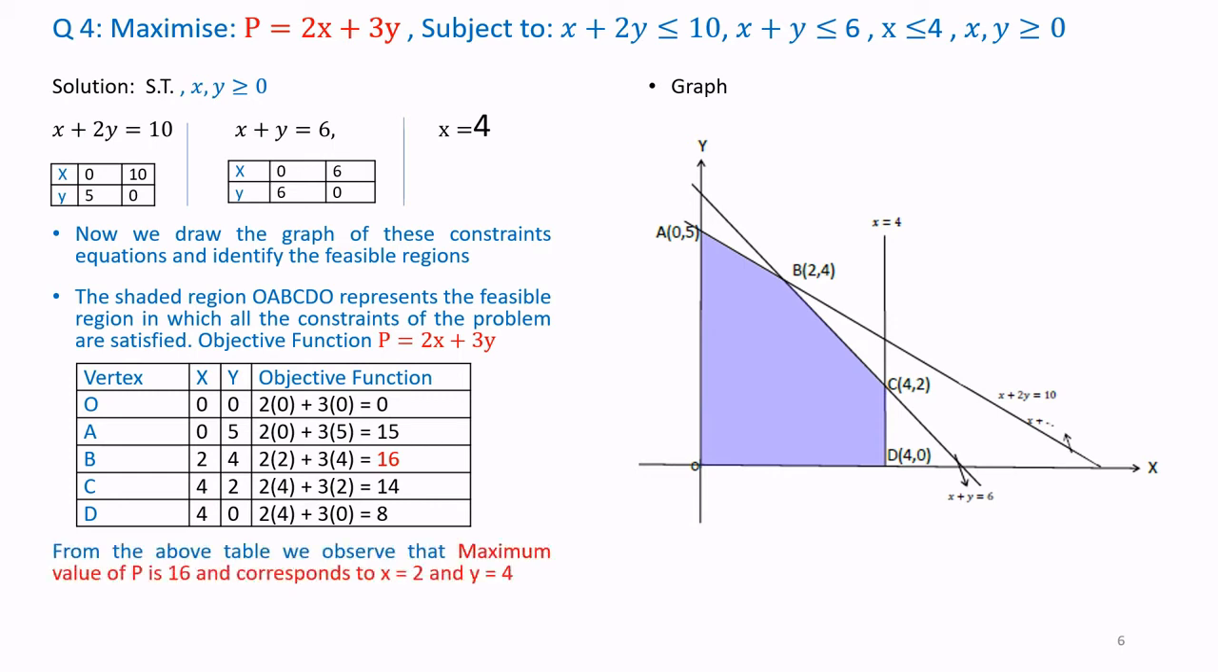From this table, you study the values after the equal sign, that is on the right hand side: 0, 15, 16, 14 and 8. If you observe and compare all the 5 values, 16 is the maximum value. So from the above table, we observe that the maximum value of P is 16 and corresponds to x is equal to 2 and y is equal to 4. That is the answer.